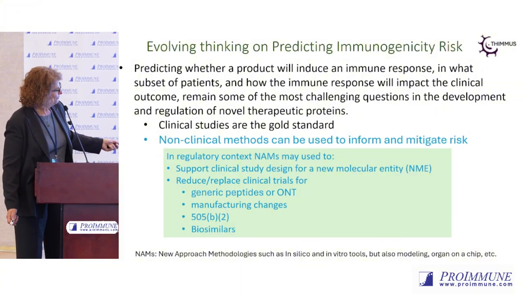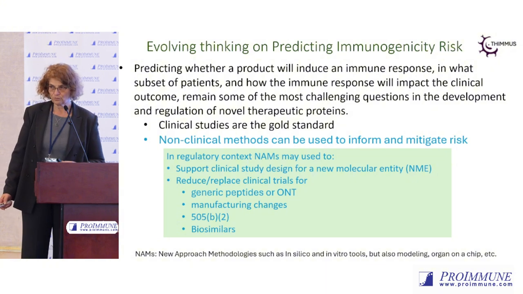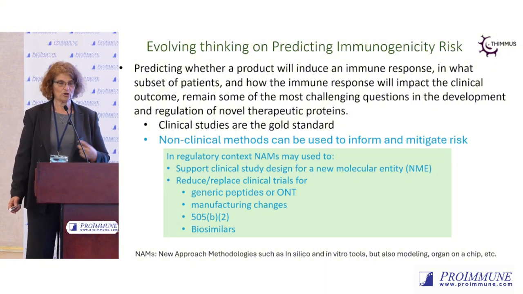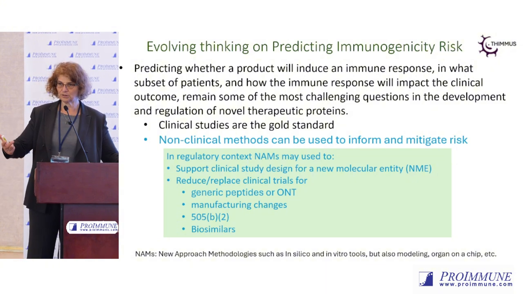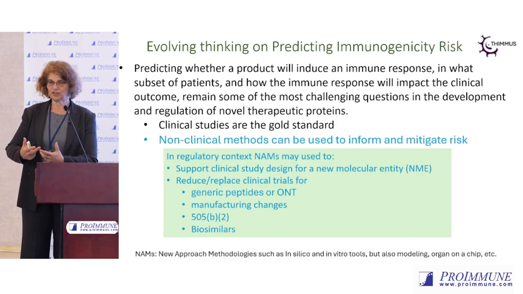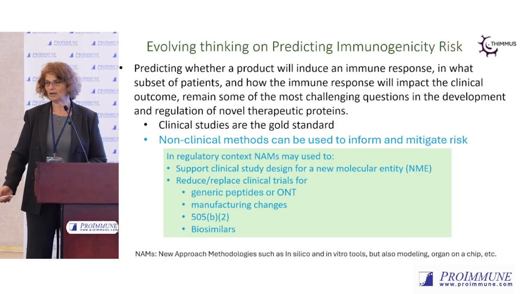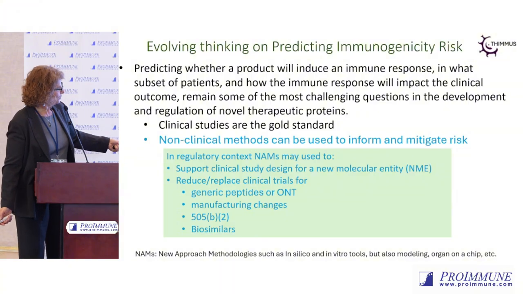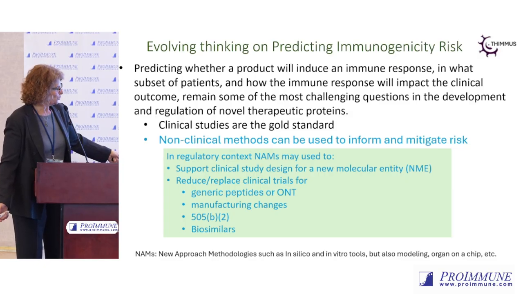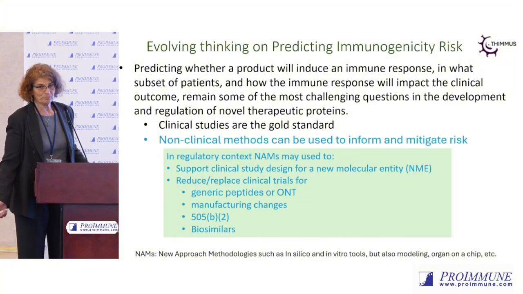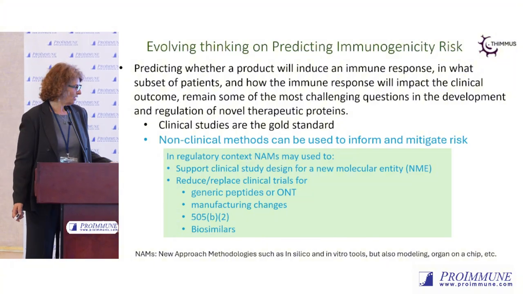Well, using these methods to inform the immunogenicity risk can help support the design of your clinical studies. So you can go to the agency and say, look, this is the risk, this is how we understand the risk, and this is how we plan to assess it and mitigate it. It can also be used to reduce or replace clinical trials for follow-on products, such as generic peptides and oligonucleotides, support manufacturing changes, 505(b)(2), and eventually biosimilars.